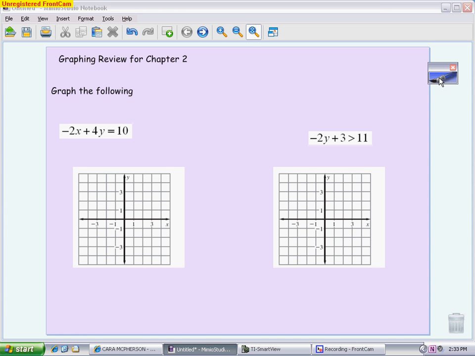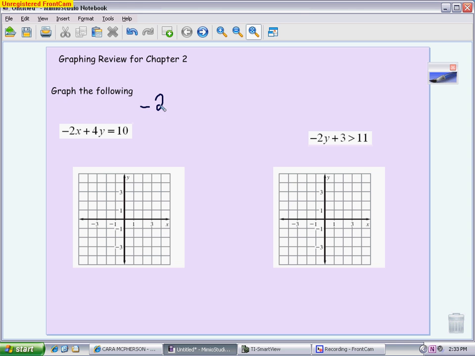So I'm going to start with the x-intercept. I'm going to get rid of the negative 4y. I'm going to let that go to 0. My x-intercept is found by taking negative 2x equals 10, divide by negative 2. So we get x to be negative 5. That is a point on my x-axis, so I'm going to go on my graph and put a point there now before I forget.